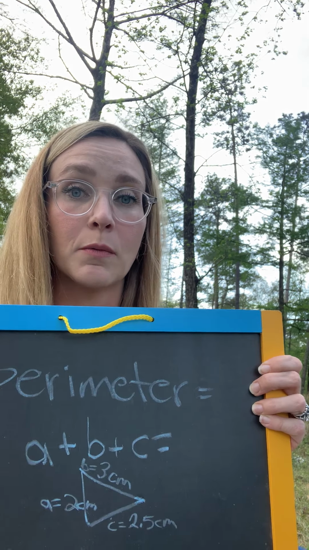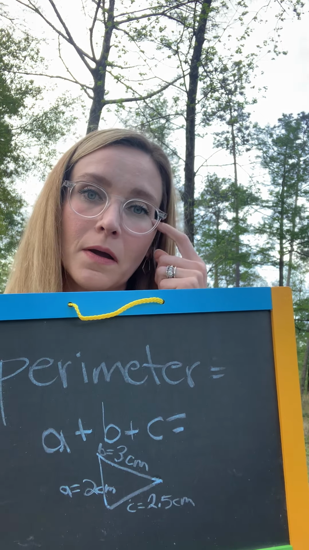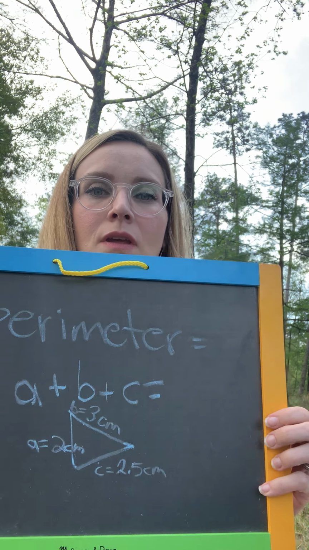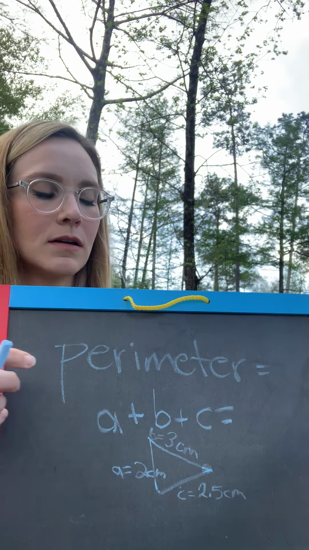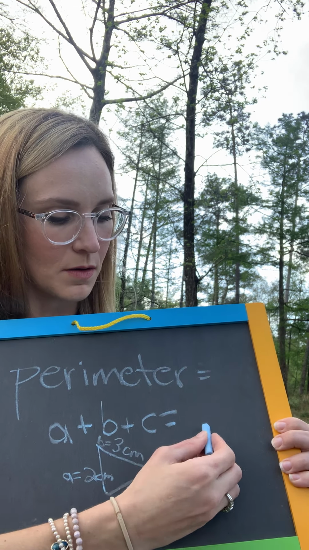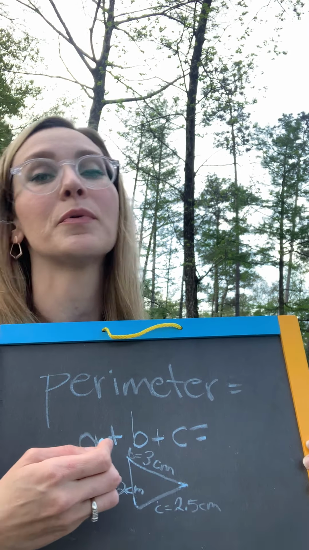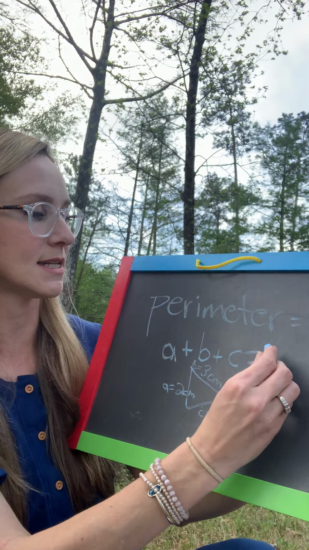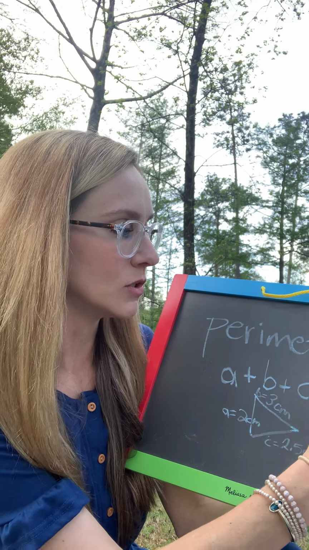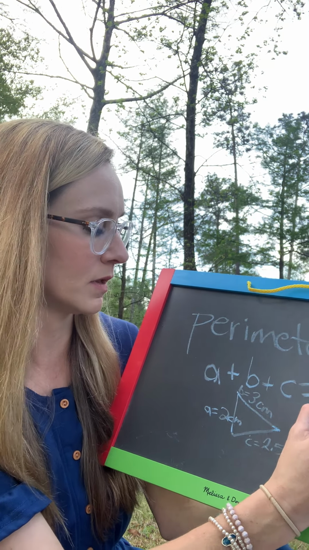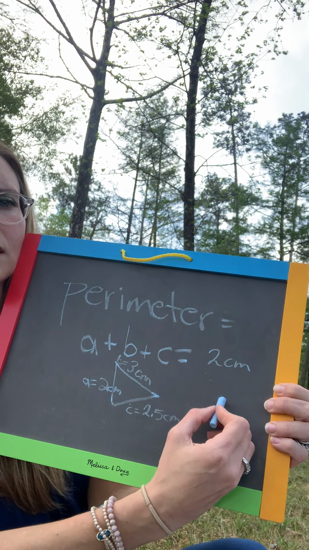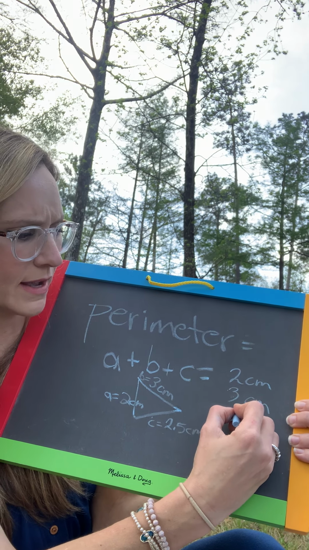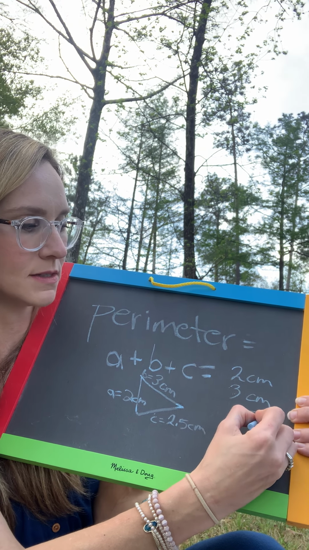On your whiteboard, get your expo marker out. I'm going to let you have a second to catch up. Pause the video if you need to. Write our problem over here to the side. To find the perimeter of this triangle, I need to add side A, B, and C together. So I need to add 2 centimeters, plus what's another side? 3 centimeters, plus what's the last one? 2.5 centimeters, right?